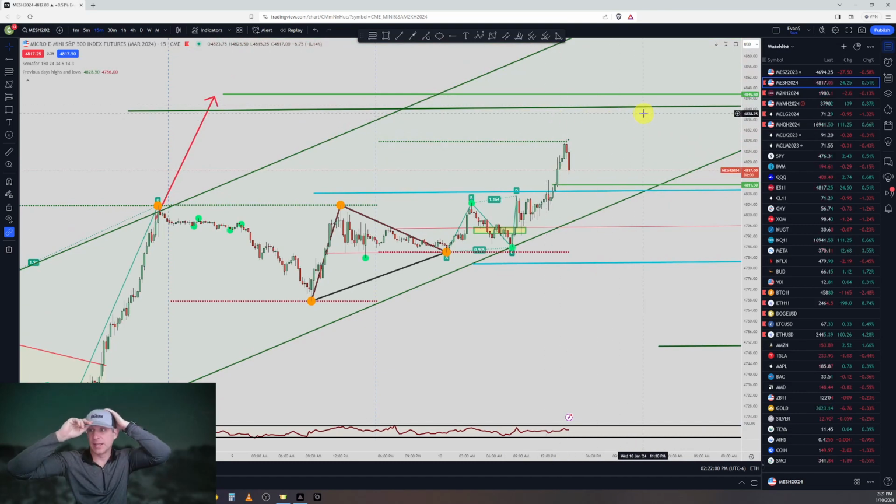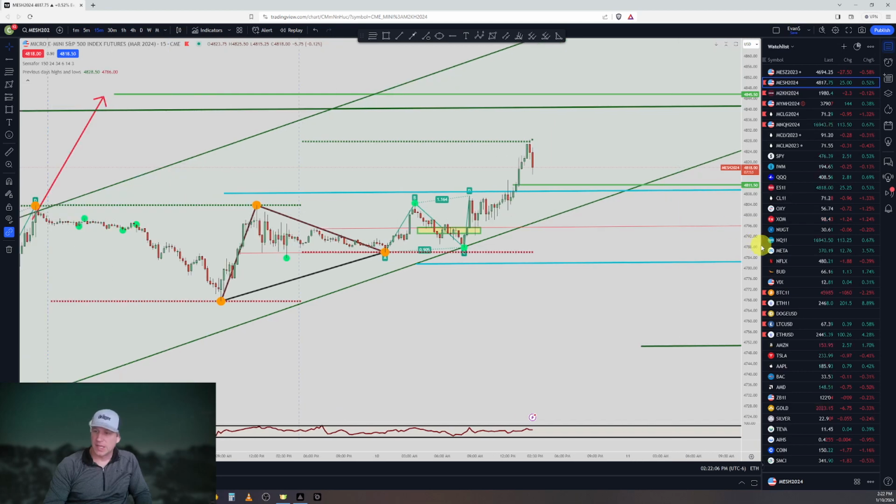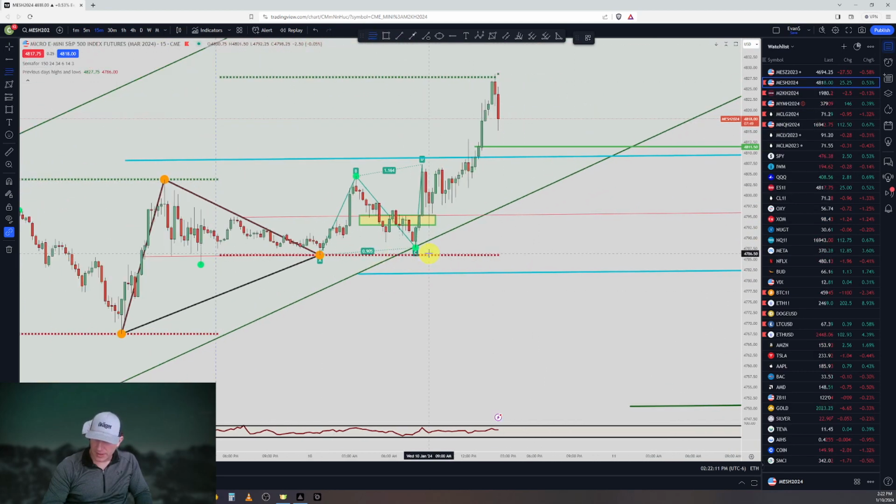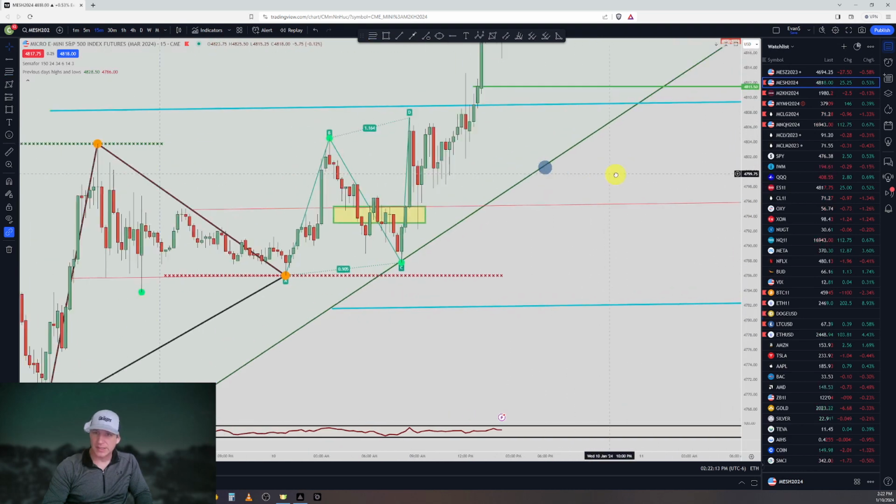I'm not in either of these. I'm actually in a short in the Dow Jones. We'll go over that here in a little bit. The only way I'd get into either of these is if, so like take this ABCD trade right here.